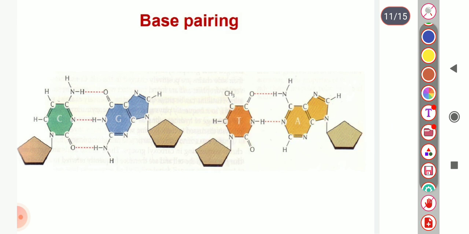and these are the double ring structure. Guanine and adenine are double ring structures, whereas cytosine and thymine are single ring structures. And how does it form? A double ring structure bonds to a single ring structure through hydrogen bonds. That implies adenine is bound to thymine through double hydrogen bonds, and guanine is bound to cytosine through three hydrogen bonds. This is all about the base pairing.